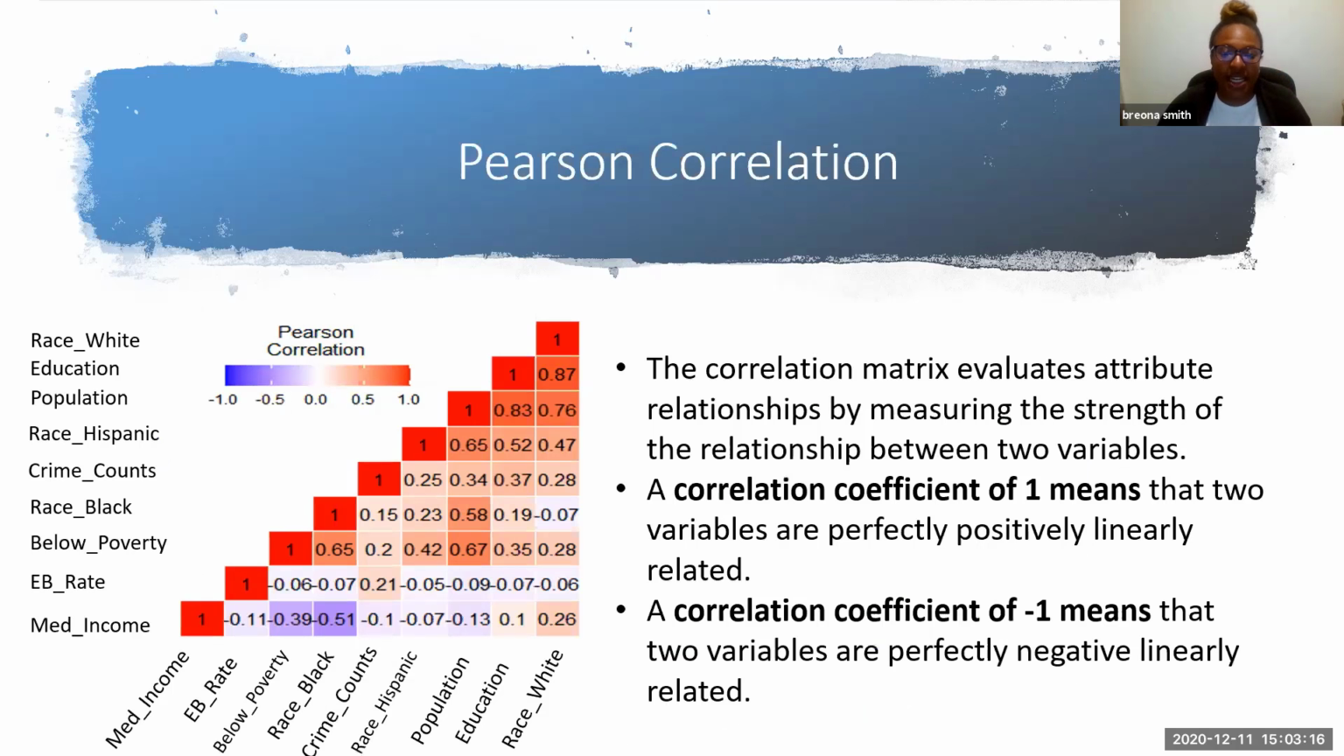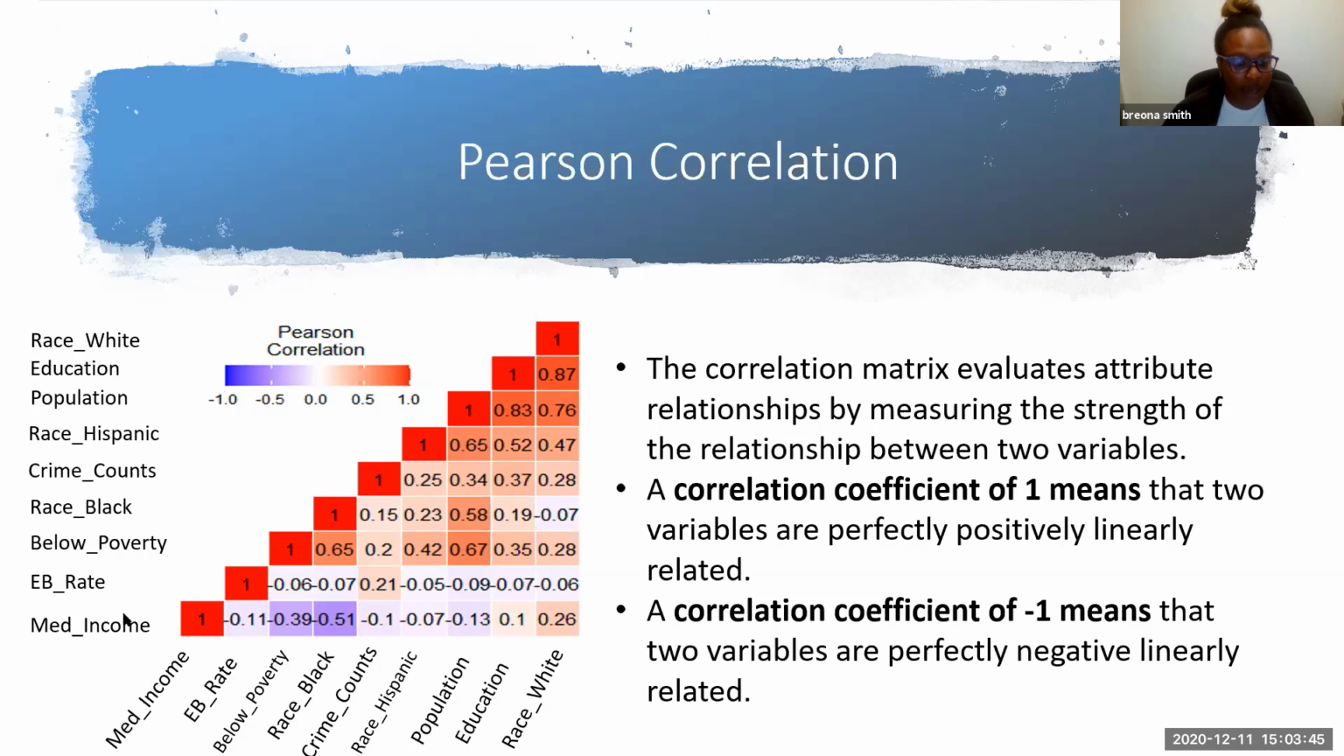The first analysis I did was the Pearson Correlation analysis. This analysis allowed me to measure the strength of the relationship between each variable. As you can see, as it gets closer to positive 1, it's a positive relationship. 0 shows that there is no relationship, and -1 shows that there is a negative relationship.